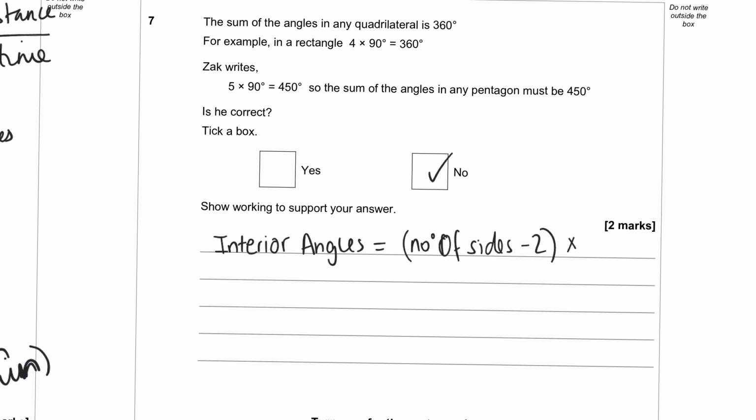minus 2 times 180. So in a pentagon, we have 5 number of sides, take away 2 times 180. 5 minus 2 is 3, times by 180 leaves us with an answer of 540 degrees. And therefore, because the total should be 540 and not 450, Zach is wrong.